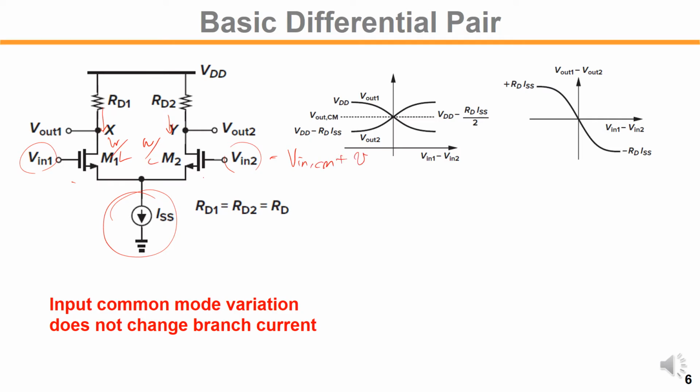plus apply the differential signal over 2. So Vin1 is, let's say, Vin,CM plus Vdiff over 2, and the other is negative. Then Vdiff is a small variation and Vin,CM is the input common mode.